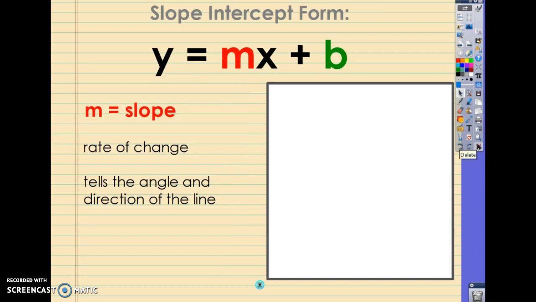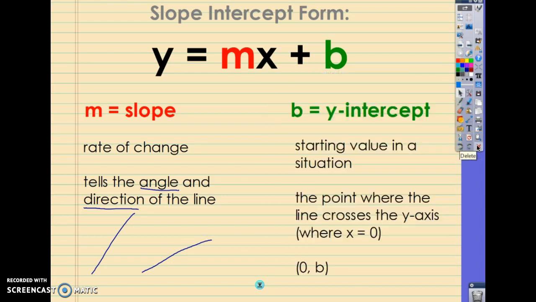Okay, so our m variable is our slope. All right, our slope, the definition is our rate of change. So it's telling us how our function is changing. Okay, our slope also describes the angle and the direction of the line. All right, so is it increasing? Is it decreasing? Is it a steep line? Is it a more gradual slope? So this would be an example of steep. This would be an example of more gradual. So those are all things that slope can tell us.